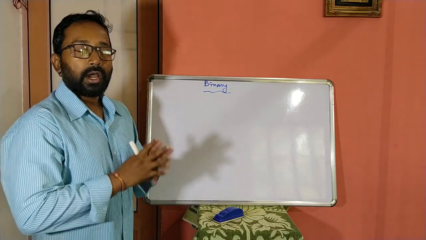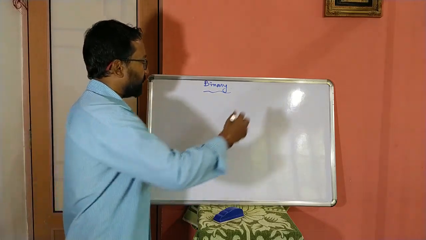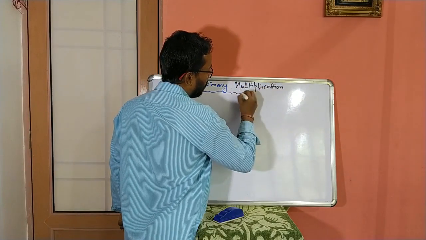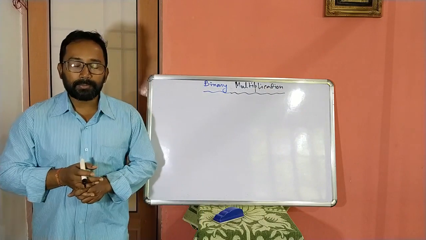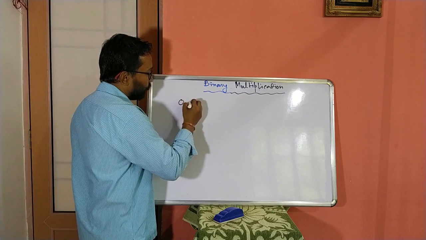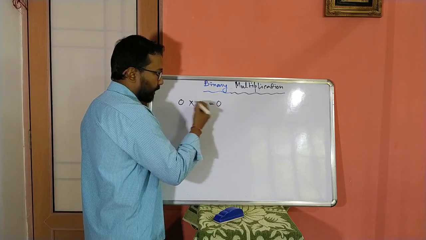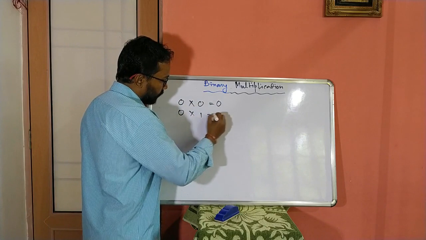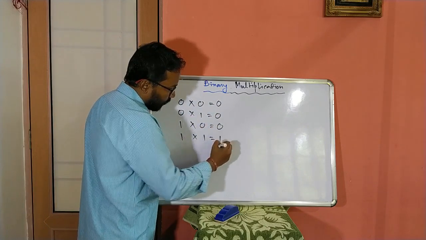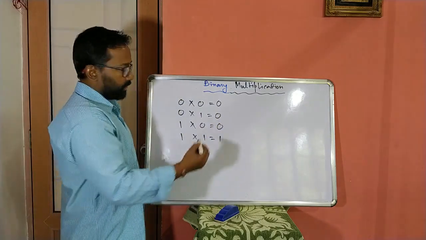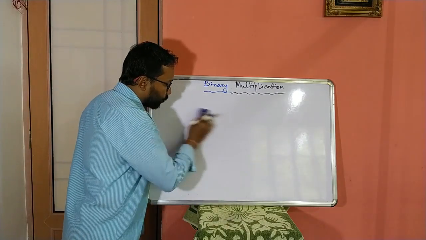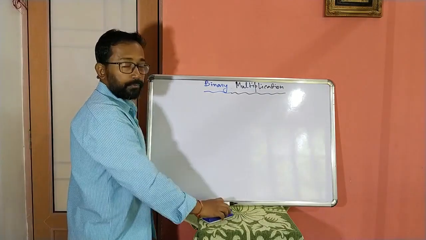Let us now find out how binary numbers are multiplied. Binary multiplication. The rule for performing multiplication using binary numbers is same as that of decimal numbers. So here 0 into 0 is 0, 0 into 1 is 0, 1 into 0 is 0 and 1 into 1 is 1. So any number into 0 is 0 and 1 into 1 is 1. Now following this rule, we will follow the same procedure to perform binary multiplication.